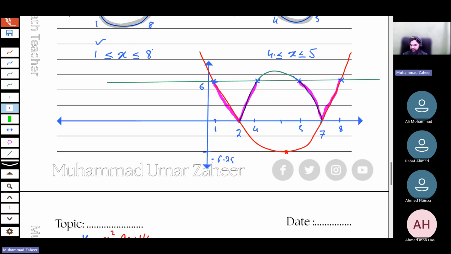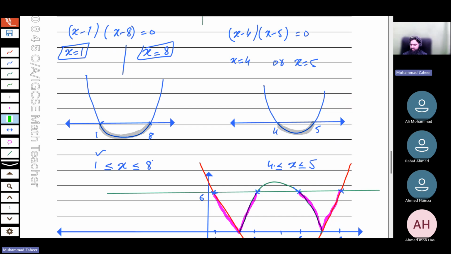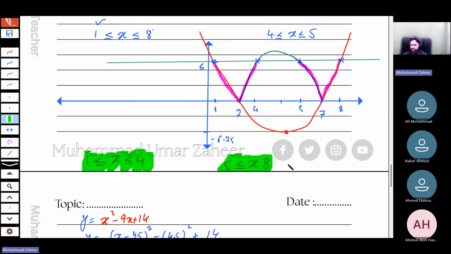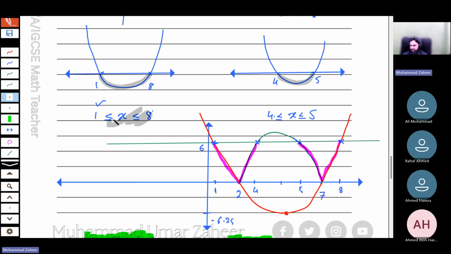So what is the final inequalities you will get? From 1 to 4, x is greater than or equal to 1 and less than or equal to 4. And from here, x is greater than or equal to 5 and less than or equal to 8. So this is my final answer. If you have to directly find a point and make this graph, you can find the inequalities. There is no need to find these inequalities as well.